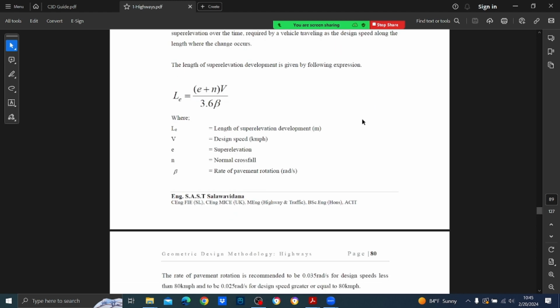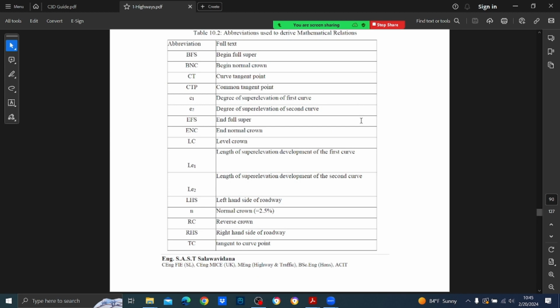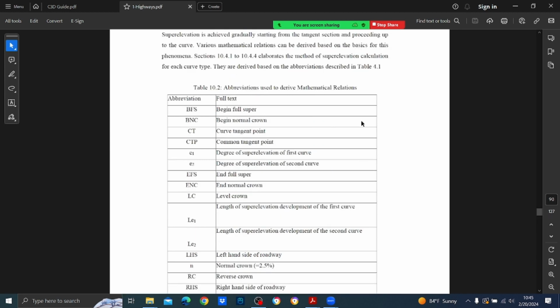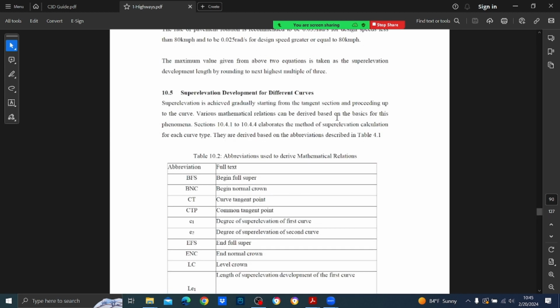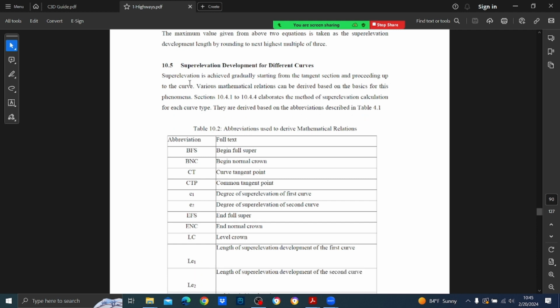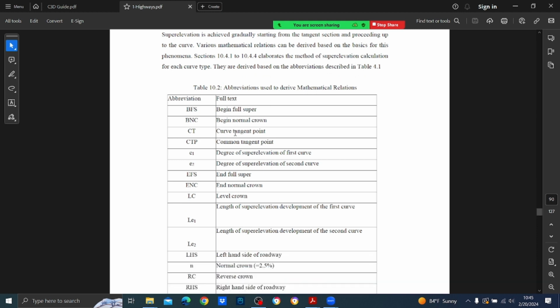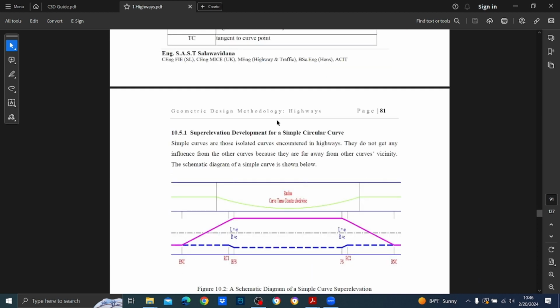Now today we are not going to design super elevation using Civil 3D, but at home please try to read this part 10.5, because there is some jargon, some terminologies you have to understand, otherwise you will not understand what is happening in Civil 3D. These are BFS, begin full super, then begin normal crown. So I'll just show you.